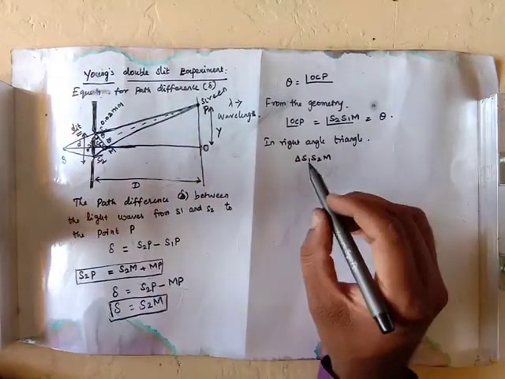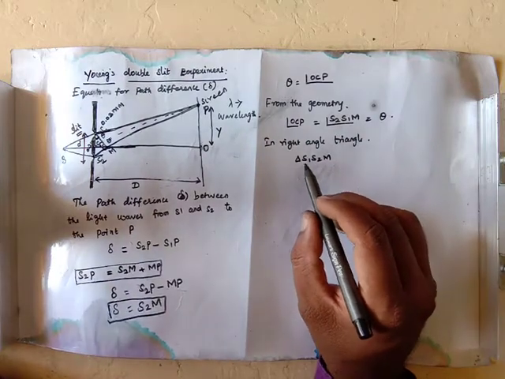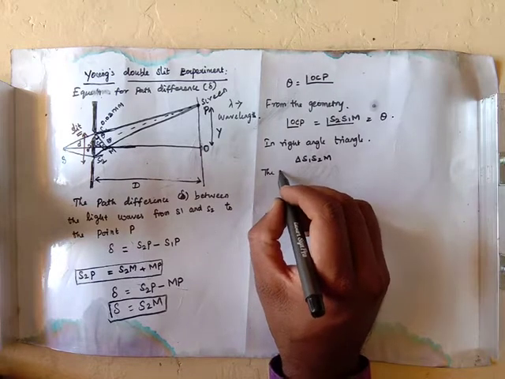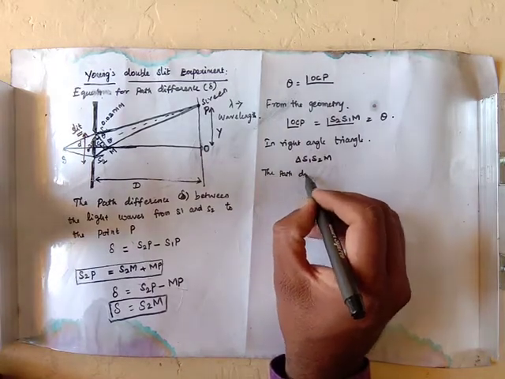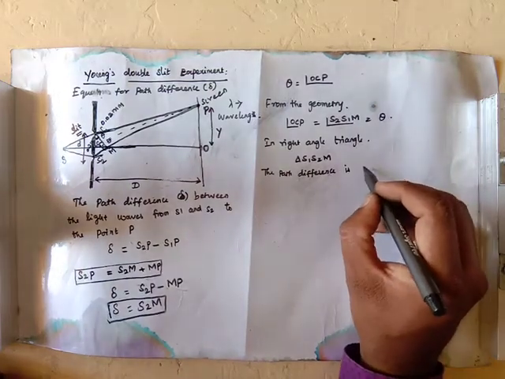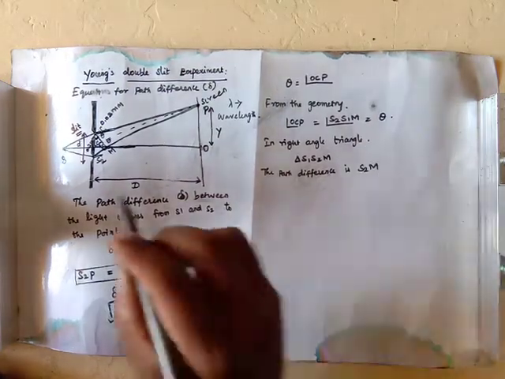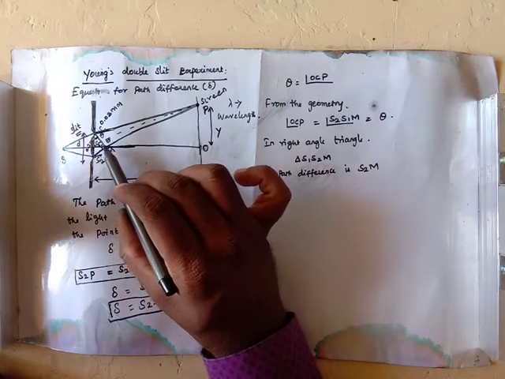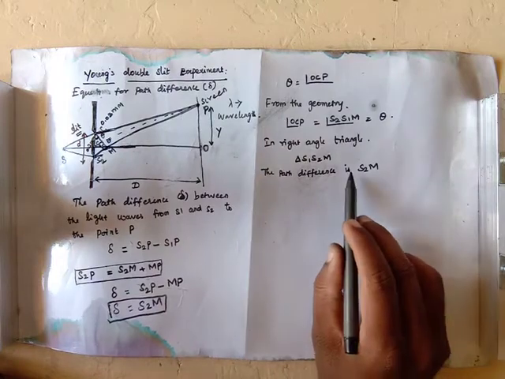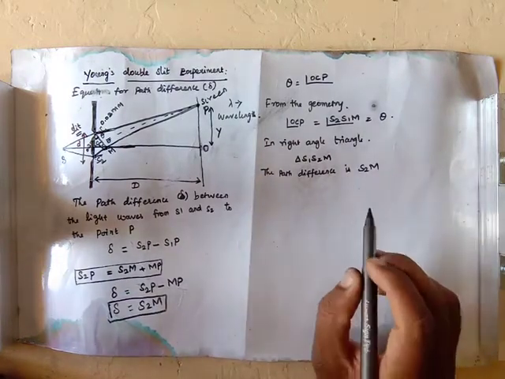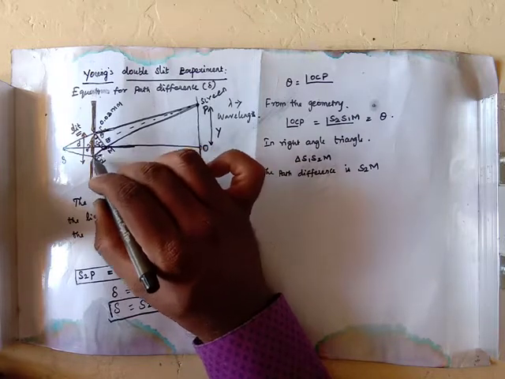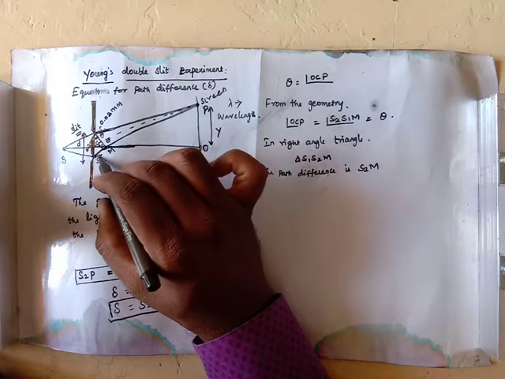We take the right angle triangle S1, S2, M. The path difference is S2M. So S2M is one of the sides of the triangle S1, S2, M. To calculate the value of S2M, we know that in this triangle S2M is the opposite side.